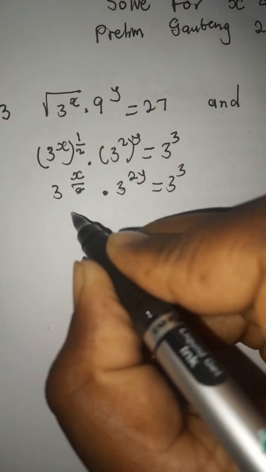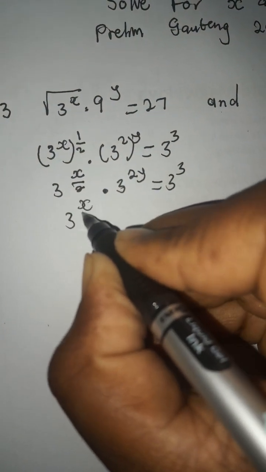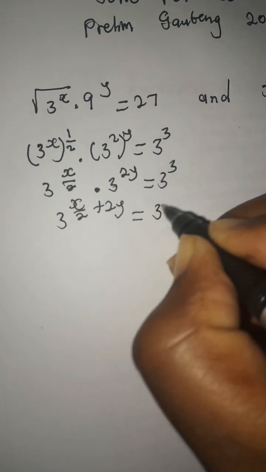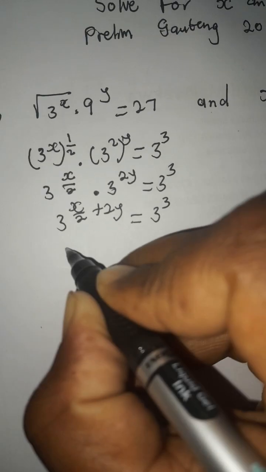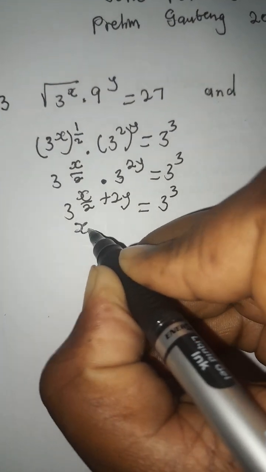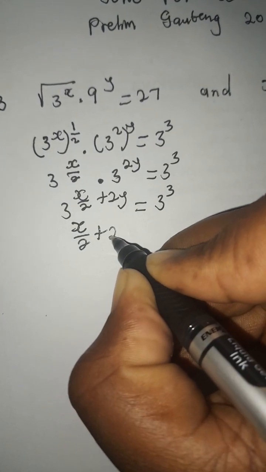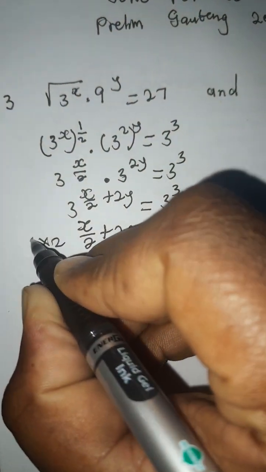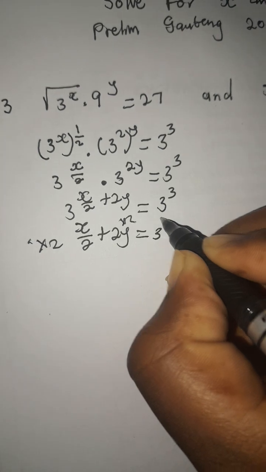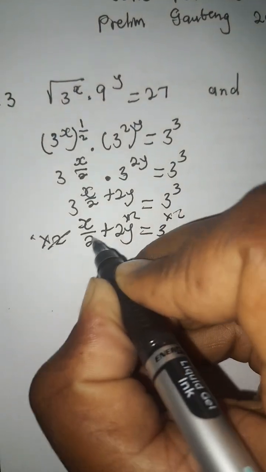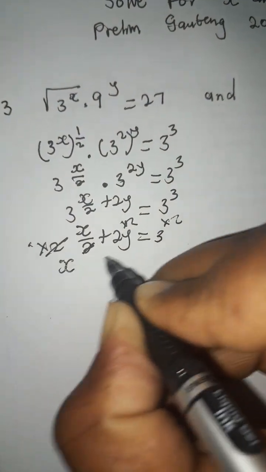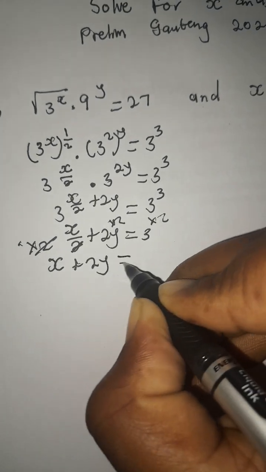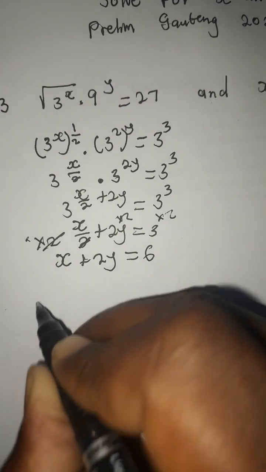So the bases are the same. What do we do? We add the exponents. So we are going to have x all over 2 plus 2y, which is equal to 3 to the power of 3. When the bases are the same, what do we do? You drop the base. So you're going to have x over 2 plus 2y, which is equal to 3. Then we'll multiply everything by 2. This and this, they will cancel. What are we left with? We are left with x plus 2y, which is equal to 3 times 2, that will be 6.